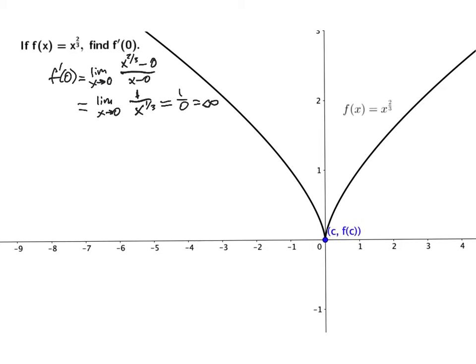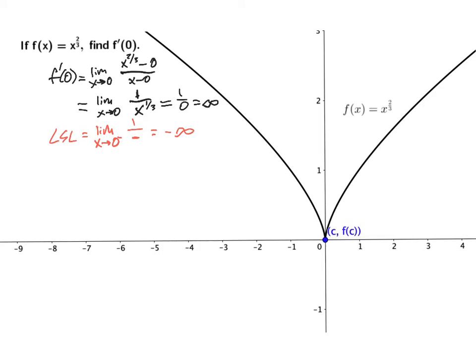Now recall, when we have infinite limits, we need to see what kind of infinity we're talking about. This could be negative infinity, this could be positive infinity. So we want to do left and right side limits. So let's take a look at our left and right side limits. So first, the left side limit. As x heads towards 0 from the left, so these are negative numbers, this is going to be 1 over a negative. So that's going to be negative infinity.